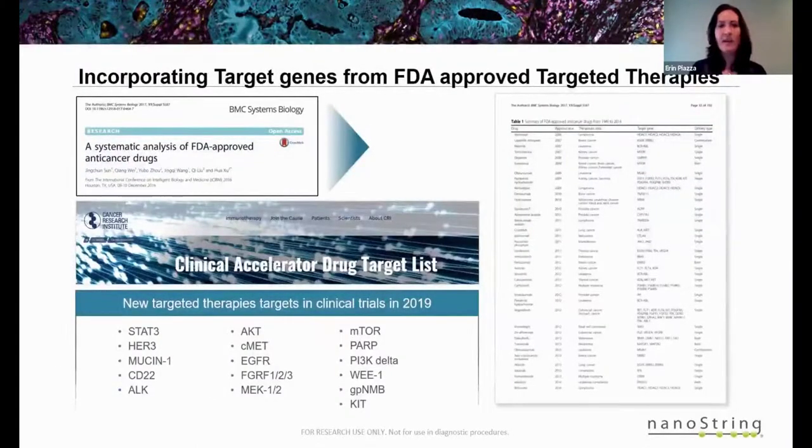And owing to our goal to incorporate biology relevant to targeted therapies, we used this particular resource to try to cover a number of the target genes from FDA approved and developing targeted therapies. These include targets like STAT3, HER3, and so on, just to try to make sure, again, that this tool is the most up-to-date and relevant tool for developing novel targeted therapeutics.